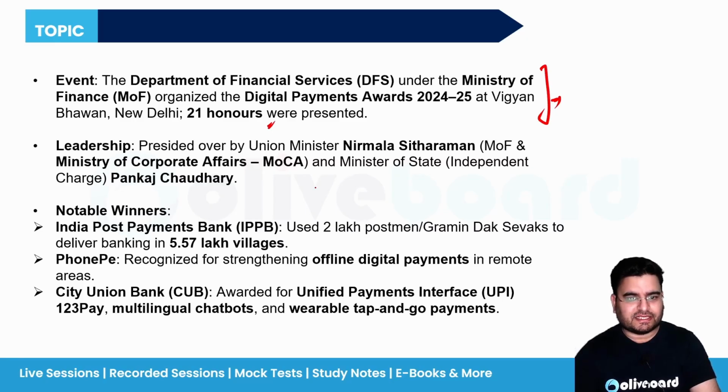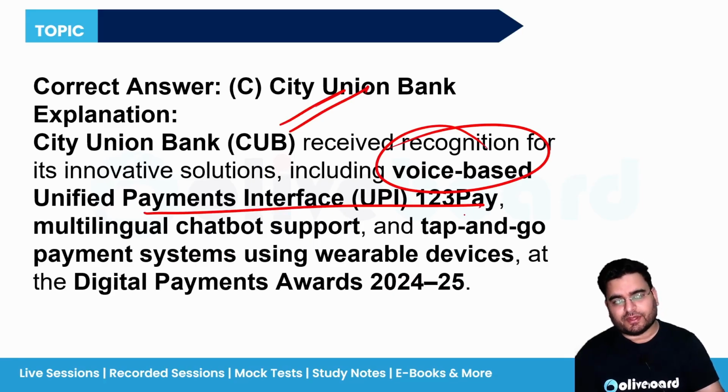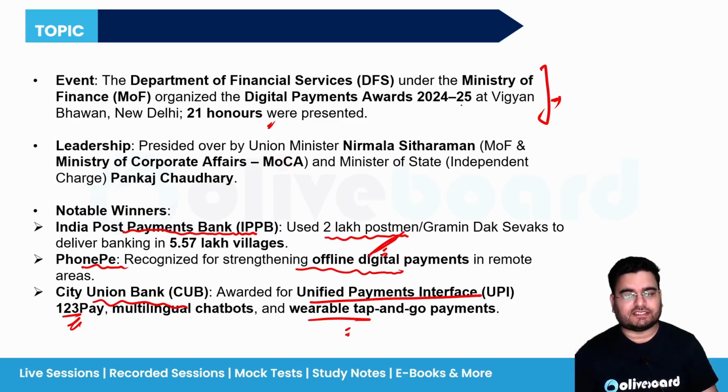Okay, 21 awards were presented, and India Post Payments Bank has been awarded because it uses 2 lakh postmen or Dak Sevaks. PhonePe has been recognized for strengthening offline digital payment. City Union Bank has been awarded for UPI 123 Pay and wearable tap and go payment. So the correct answer is what? City Union Bank. Voice based UPI 123 Pay, okay, and tap and go device. Got it? PhonePe for offline digital payments in remote areas. So just remember these two names, that will be more than enough.